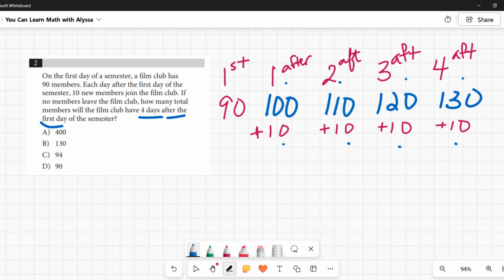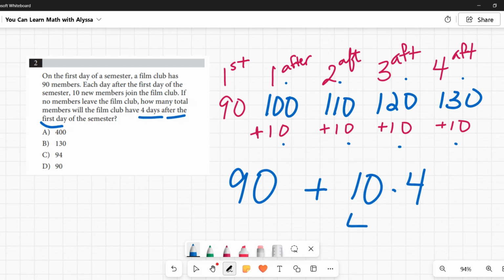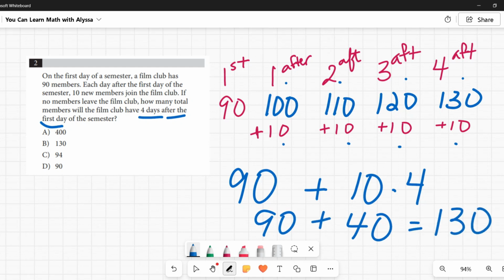It is 130. You absolutely could also do this as saying I had 90, and then I am adding 10 each day after, and there are 4 days after. You could do it that way. 10 times 4 is 40, and then we would say 90 plus 40 is 130. Whatever makes the most sense for you, however it's best to visualize it, but 130 is our answer, and that is going to be B.